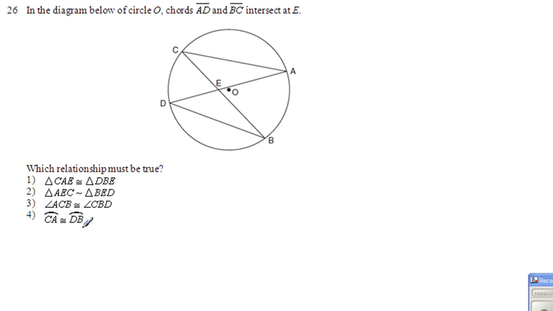Alright, here we have two triangles, it seems, and we realize that this angle must be equal to this angle because they share the same arc, and they also share another pair of angles, which is vertical angles. Now, we realize that these are the triangles. Triangle ACE and BDE must be similar. So therefore, our answer will be choice number 2.